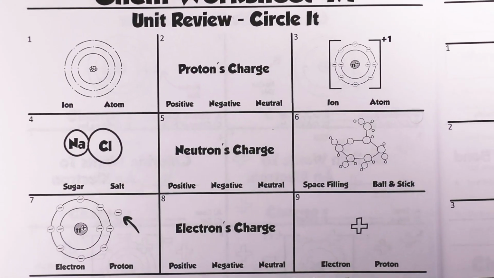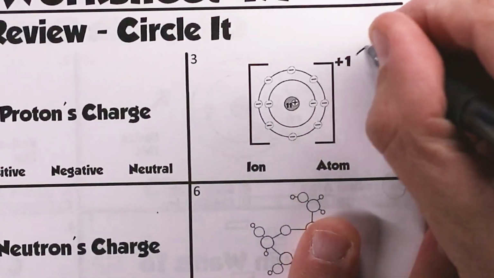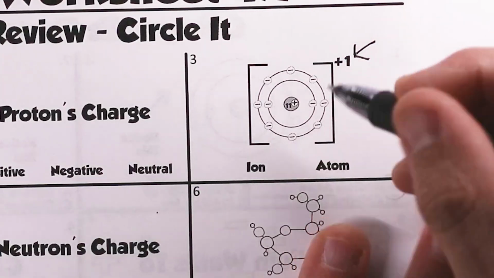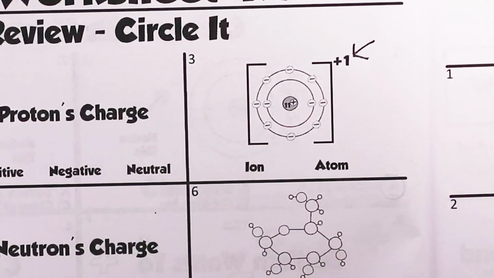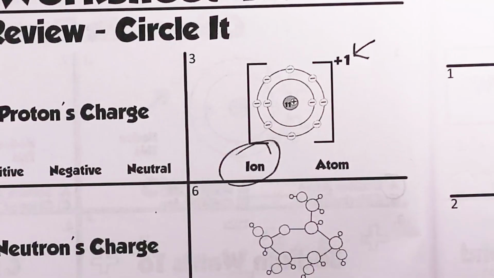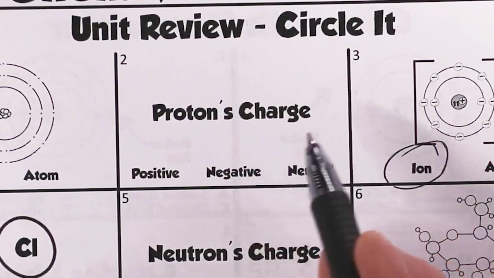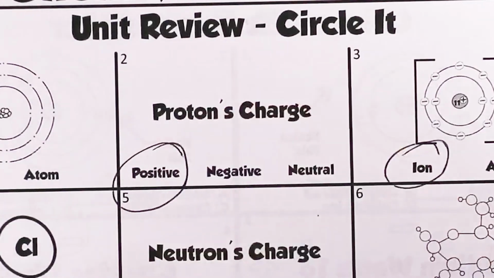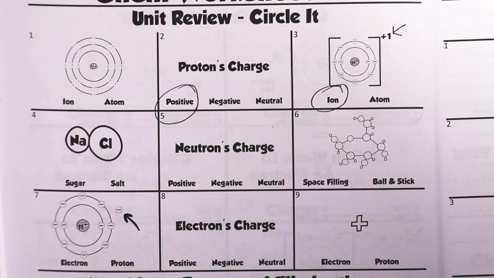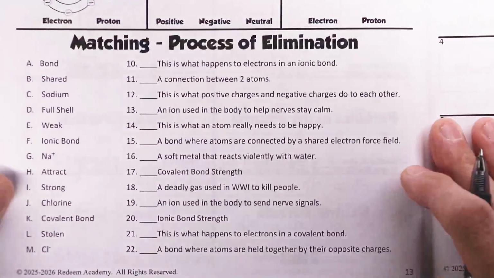All right. 4.1, we got some review here. When we see a +1 in brackets around an atom, that means we're an ion. Okay, also, what's the charge on a proton? Protons are positive. Okay, let's go down to matching.